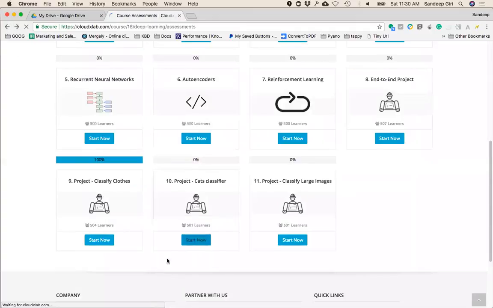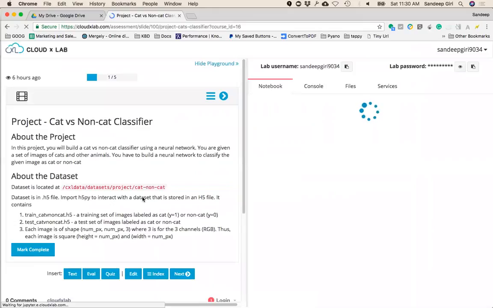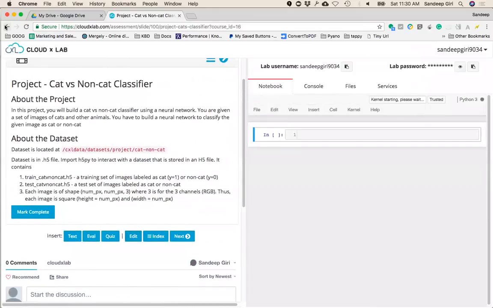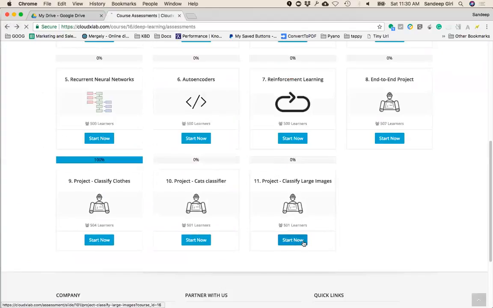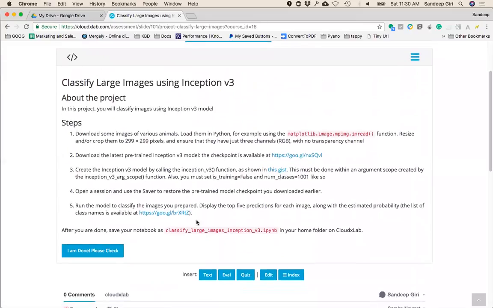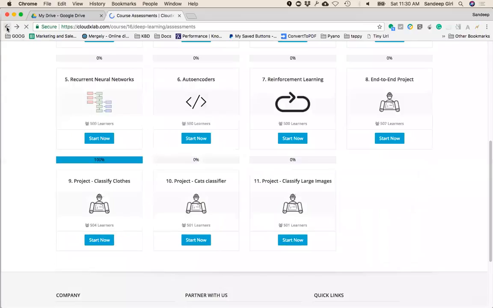The second assignment is distinguishing between cat and non-cat. All right. Okay. And the third assignment is classifying larger images. So take a look at these problems. If you are stuck, let us know. We would guide you, as well as we will keep on updating and adding more and more guidelines to it. We don't want to add the guidelines right now. We would like you to work on these three projects.